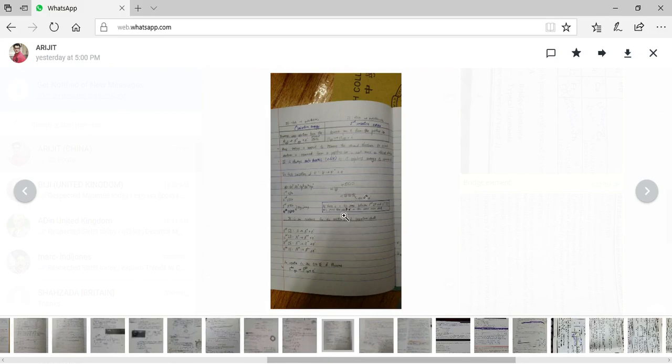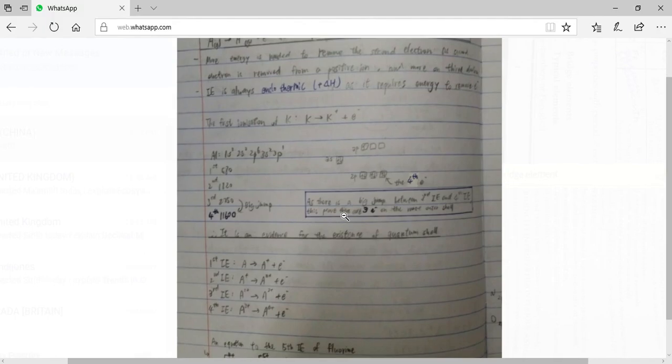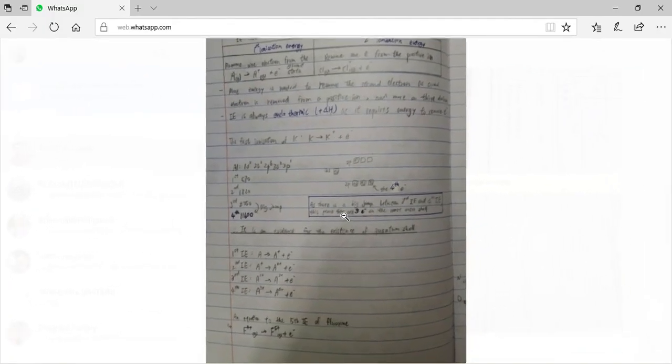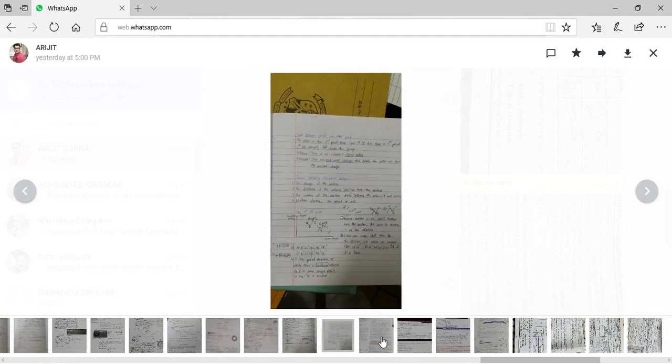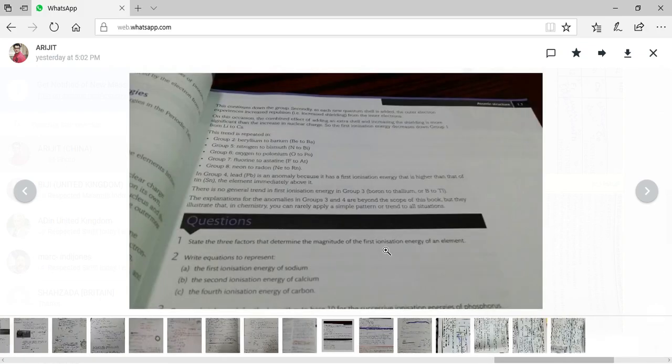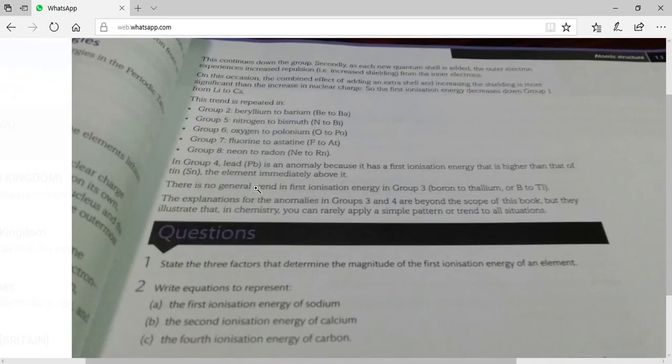Yes, this one I explained to you, beta. First ionization energy, second ionization energy. This one also I explained to you. And okay, now it is this page of yours. What is given? The paragraphs on top. Hold on. Here it is written, this continues down the group, secondly, as each new quantum shell is added.